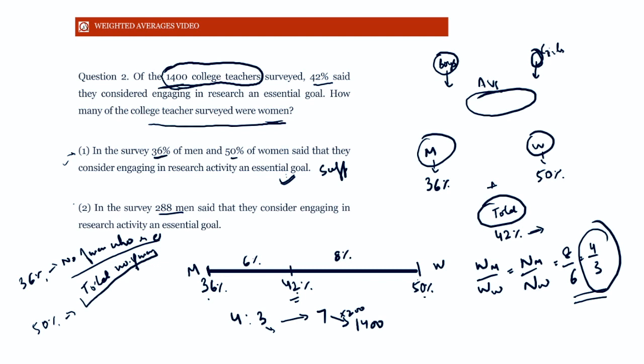We are not given this number that 50% of women said that they consider research essential, right? This was in statement one. And when we are reviewing statement two, we are not taking this data at all from statement one. So that is why statement two is not sufficient alone. Hence, my answer over here is A as well.